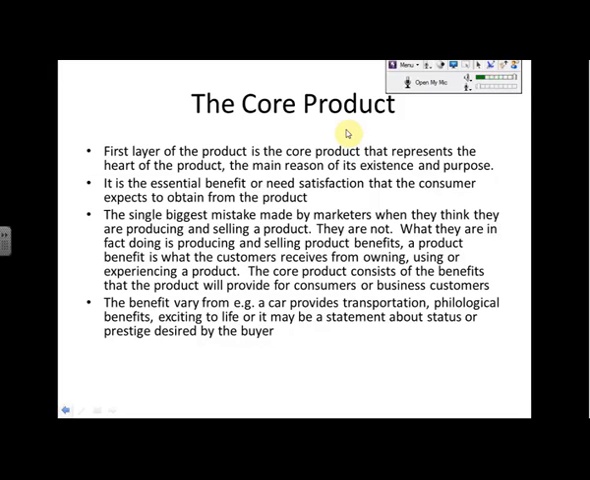The core product consists of the benefits that the product will provide to consumers or business customers. The benefits vary, for example, a car provides transportation. It also provides benefits like excitement to life, or it may be a statement about status or prestige desired by the buyer.